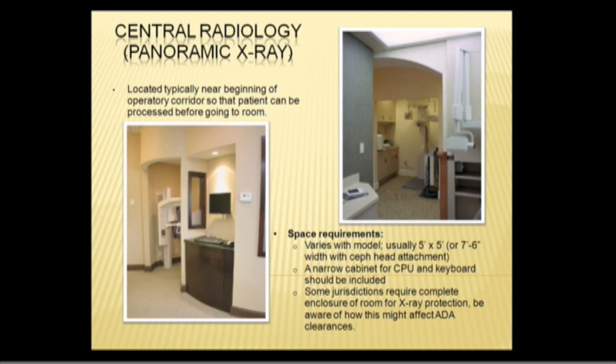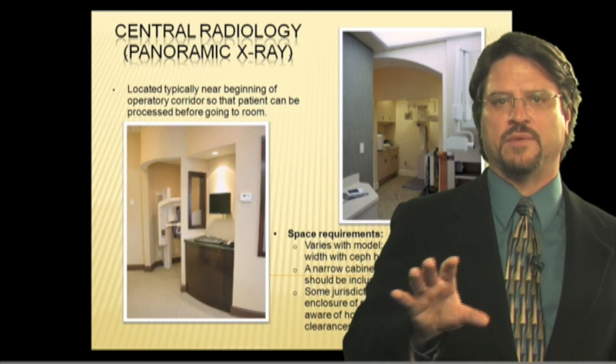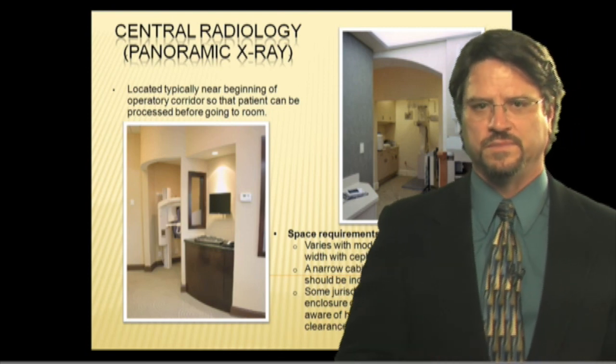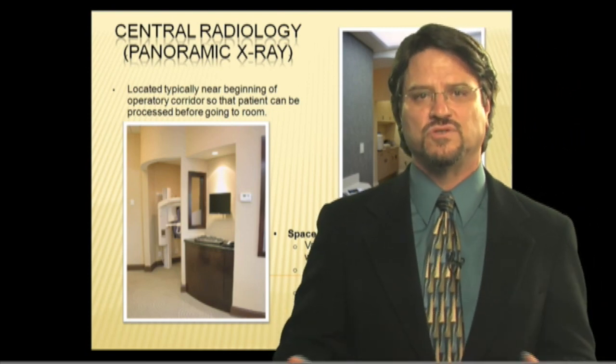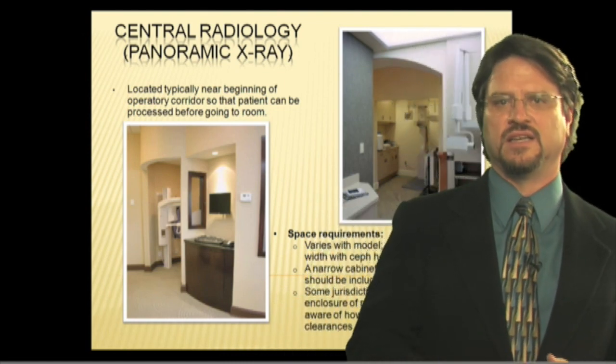Next is central radiology, panoramic x-ray area. It's located typically near the beginning of the operatory corridor so that the patient can be processed before going to the operatories. Space requirements vary with the model. It's usually 5 feet by 5 feet. The space for that would be sufficient, or 7 foot 6 inches in width if you have a Ceph head attachment. But the room needs to be wide enough for that space and to accommodate a narrow cabinet for the CPU and keyboard. Some jurisdictions require complete enclosure of the room for x-ray protection, so be aware of how this might affect ADA clearance.